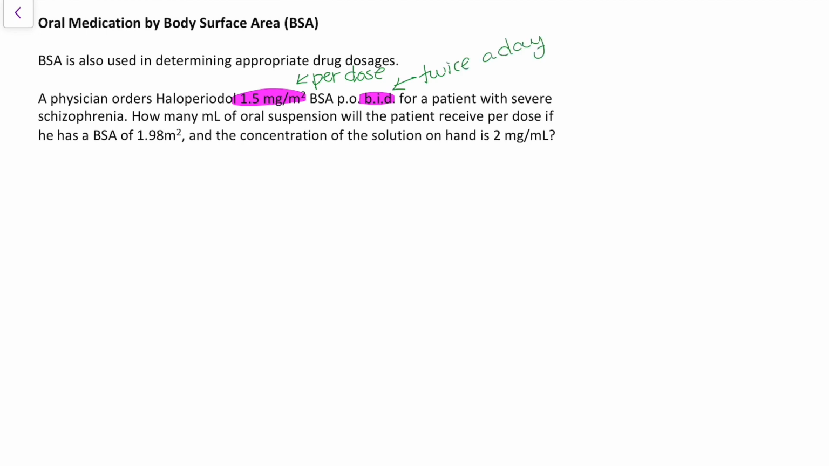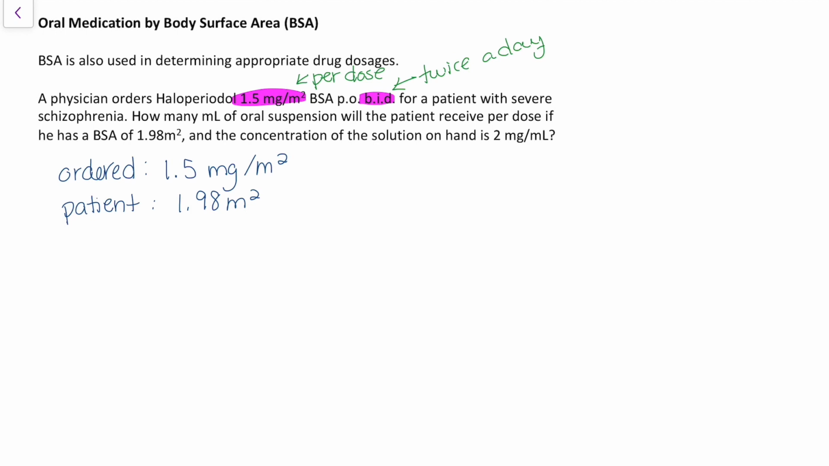For a patient with severe schizophrenia, how many milliliters of an oral suspension will the patient receive per dose if he has a body surface area of 1.98 meters squared and the concentration of the solution on hand is 2 milligrams per milliliter? So again, let's break this down into what has been ordered. So ordered is 1.5 milligrams per meter squared, and the patient is 1.98 meters squared. So before we try and figure out how many milliliters, we first need to figure out, well, what is the actual dose for this patient?